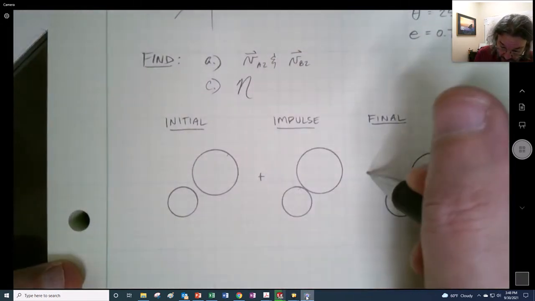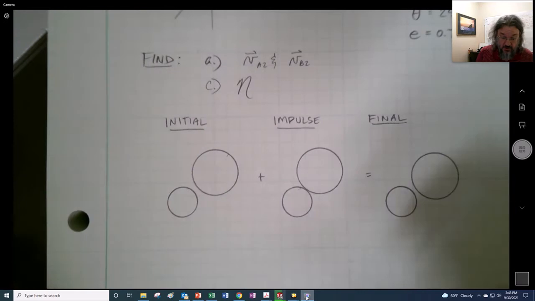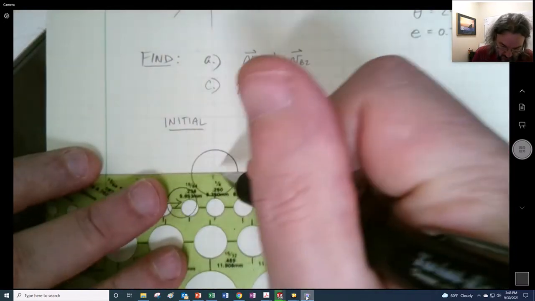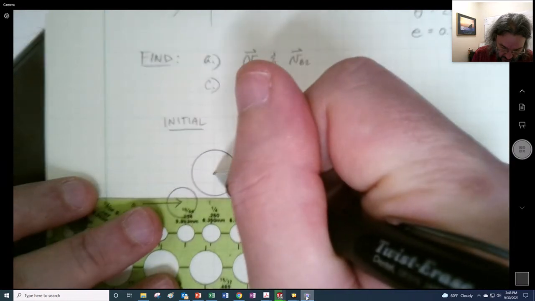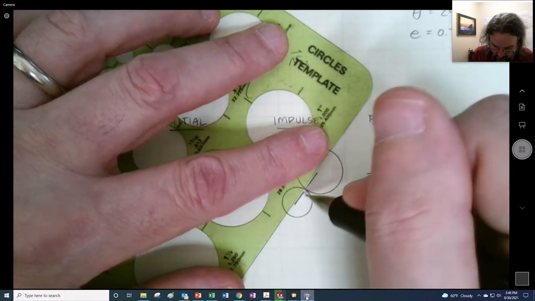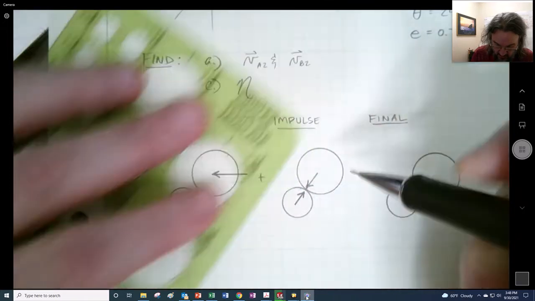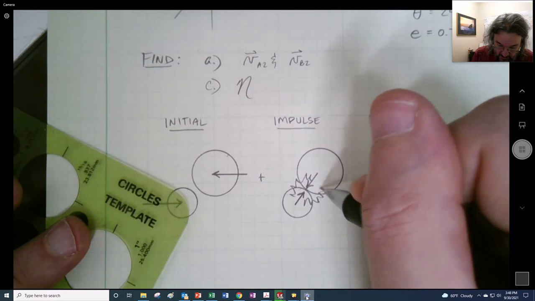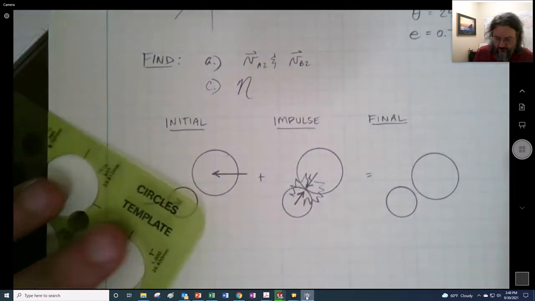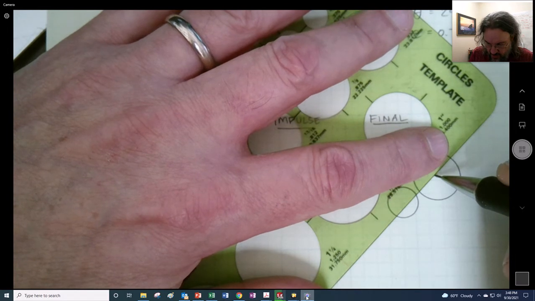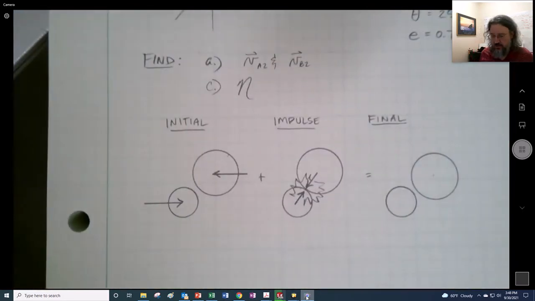Let's hit plus and equals right there. So for this one, he's moving right here, and he's moving right here. At impact, we have these equal and opposite things taking place right there. And I like to put a little explosion because it's the little things in life that make it worth living, right?